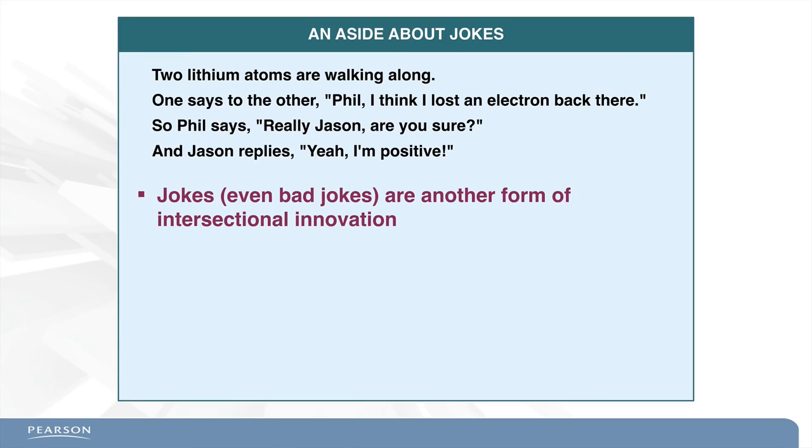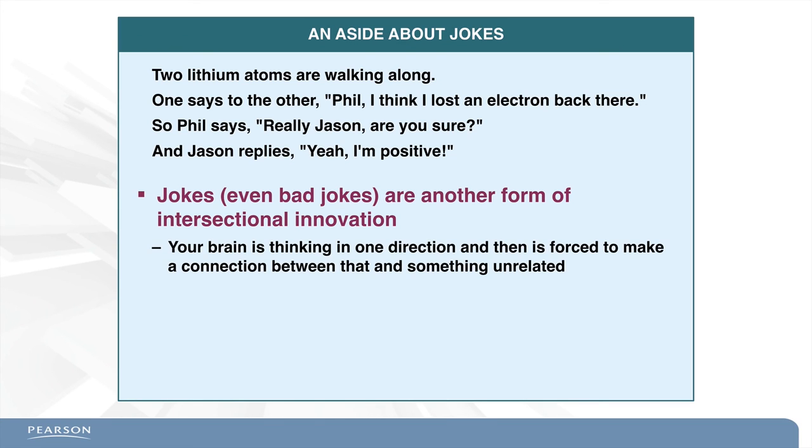"It was intense." So why are these bad jokes still kind of funny and kind of pleasurable, even though they're awful? The answer is that they are another form of intersectional innovation. You get your mind thinking in one direction, and you're forced to make a connection between that and something unrelated. That connection is pleasurable to us as human beings. We perceive it as humor. We also perceive it as the eureka moment when you have a great idea. It's in many ways the same sort of feeling.